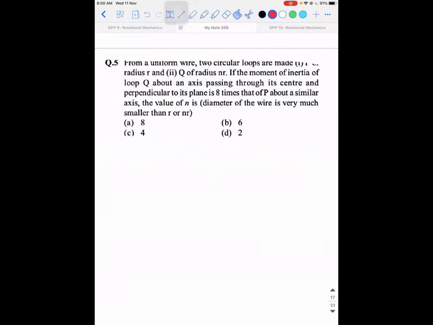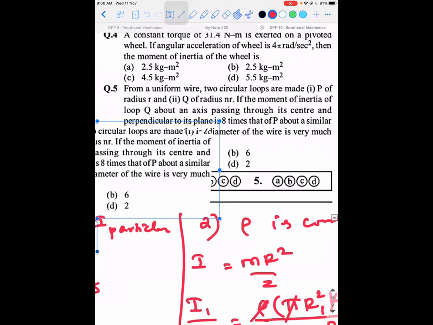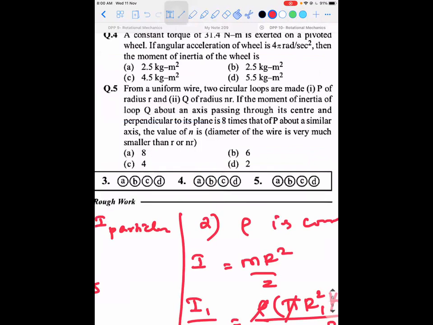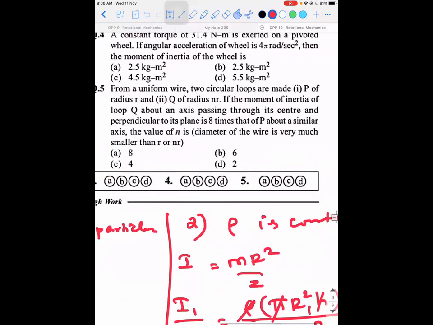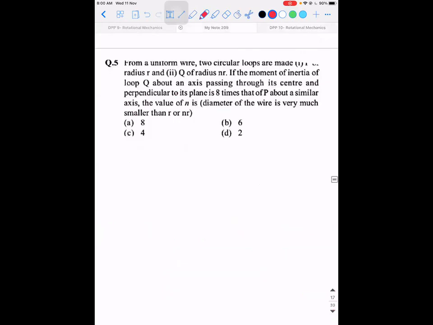From a uniform wire, two circular loops are made. The first circular loop is named P, of radius small r, and Q is of radius nr. The moment of inertia of the loop Q about an axis passing through its center and perpendicular to the plane is 8 times that of P about a similar axis. Then find the value of n. The diameter of the wire is very much smaller than r or nr.